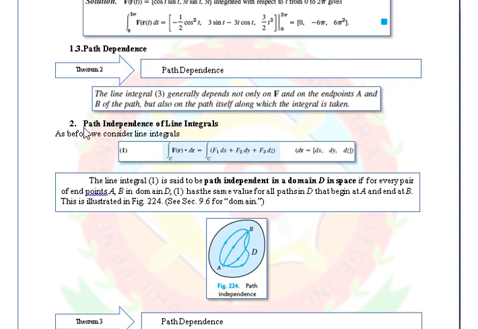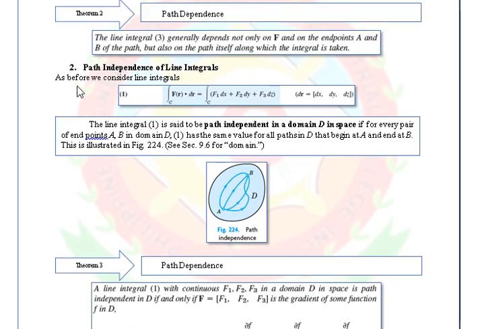But there are also functions that do not depend on the path, just as we discuss here. It says, as before, consider line integrals, same as before, f of r dot dr. This integral 1 is said to be path independent in domain D in space if for every pair of endpoints A and B in the domain D, it has the same value for all paths in D that begin at A and end at B.